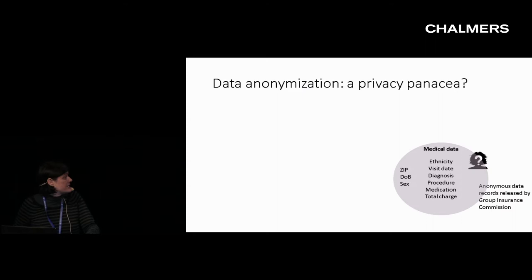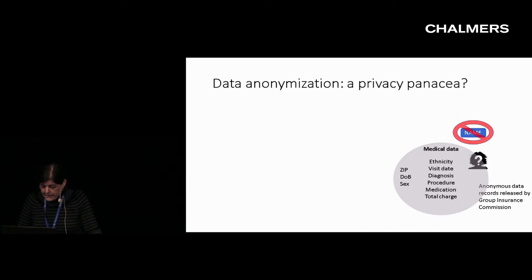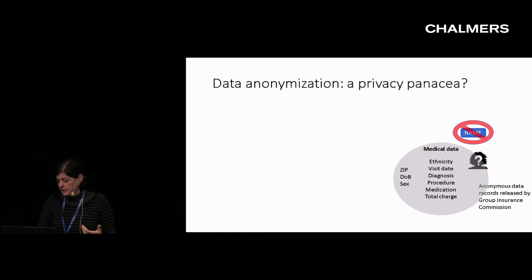This was a medical insurance, and they had a medical record data set, and they wanted to publish it, to make it available so that people could do research on this. So this data set contained medical data and a name. The name was, of course, removed, because that's what making it anonymous was all about, right? Remove the name and just leave the rest of the data, so ethnicity, visit date, diagnosis, and so on. And they still had some personal attributes, such as the zip code, the date of birth, and the sex, but not the name.